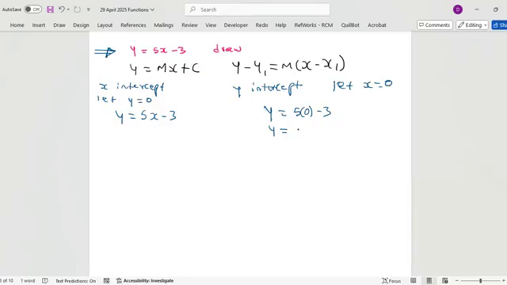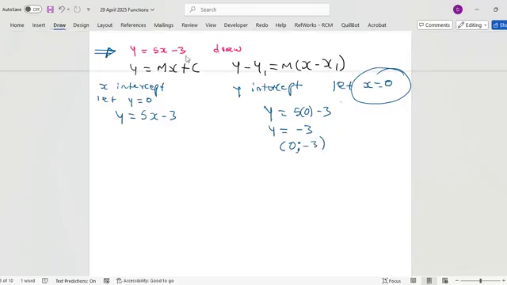Negative 3. Okay, it means if I write this in coordinates form, my x is 0, like we said there. So my x is 0, and then my y at this point is equal to negative 3. Guys, it's always easy to get y.